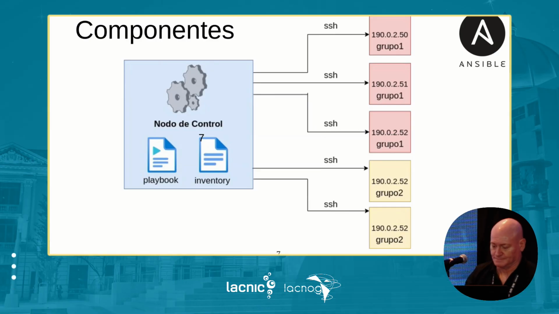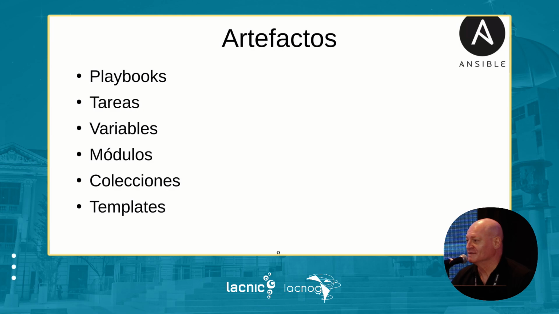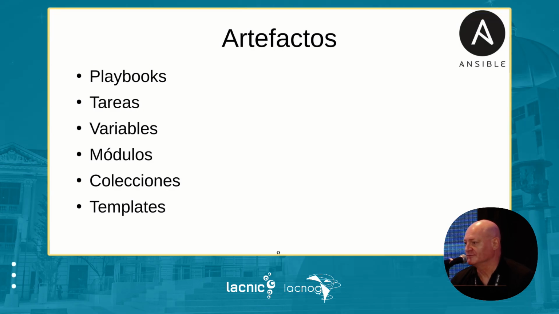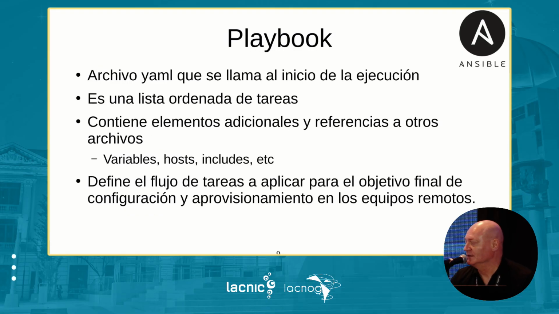Based on the playbook, I can run different tasks. I will run these through very quickly. Some of them call them artifacts, other components. These are different Ansible artifacts, and this is a summarized list. There are many more. But the most important ones are the ones that you have here: playbook, tasks, variables, modules, collections, and templates. The templates that I can use for developments and to share them.